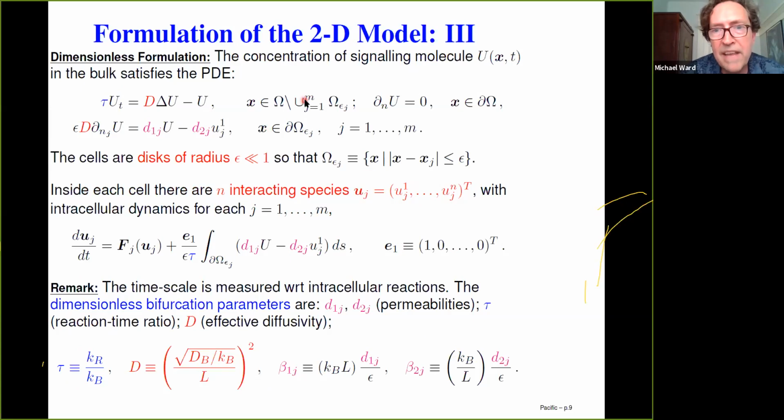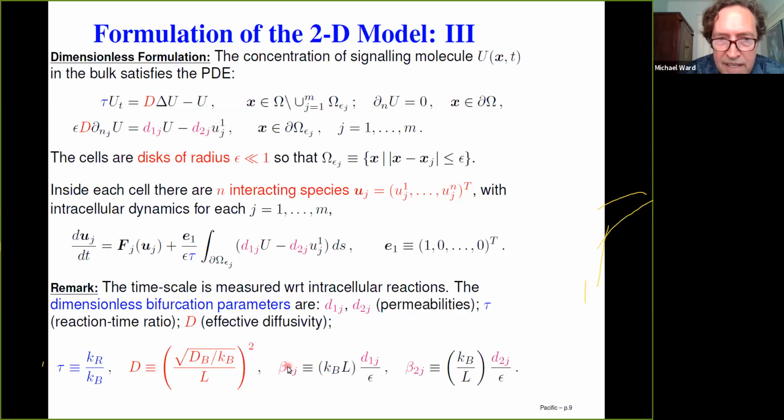Okay, so in dimensionless form, you can cast this system into what I have here: bulk diffusion with a Robin boundary condition on the boundary of small disks of common radius epsilon, with n interacting species, which I write here as a vector of length n, with intracellular dynamics as follows. There is coupling due to integration over the boundary, but only the first chemical. Only the first chemical.